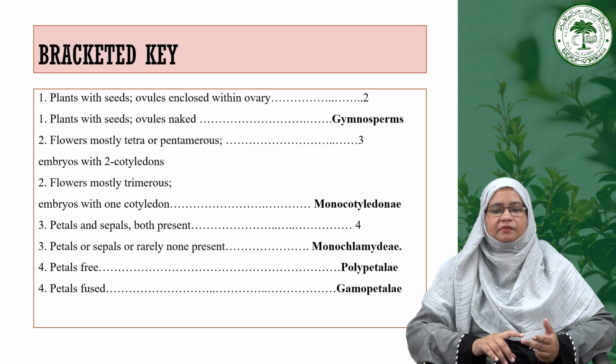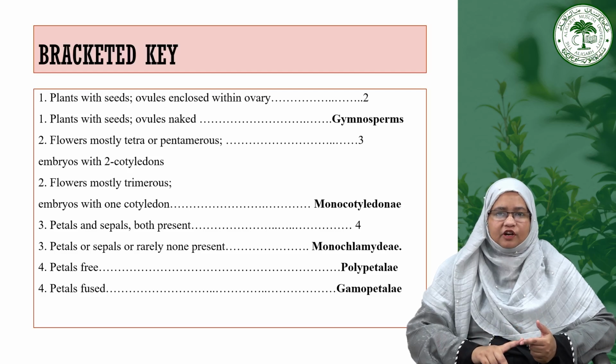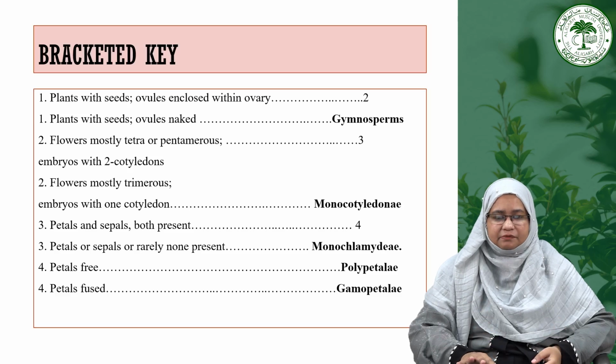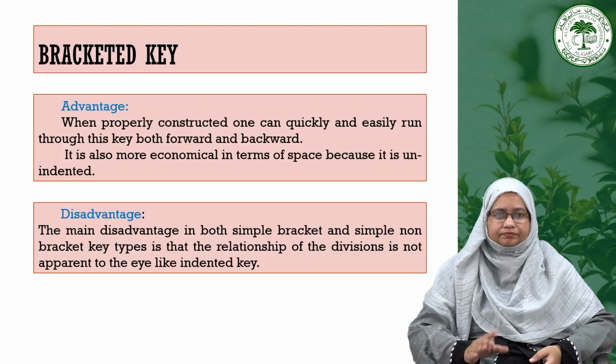We can identify the subclasses monochlamydeae, polypetalae and gamopetalae very easily. So it is just a simple type of a dichotomous key that is called the bracketed key.